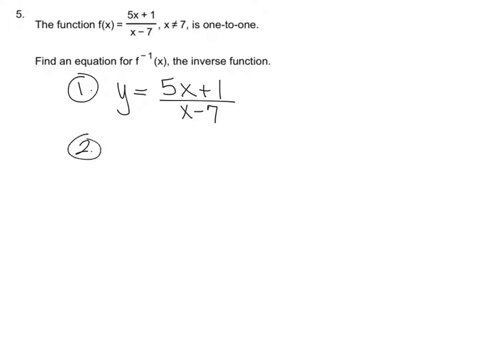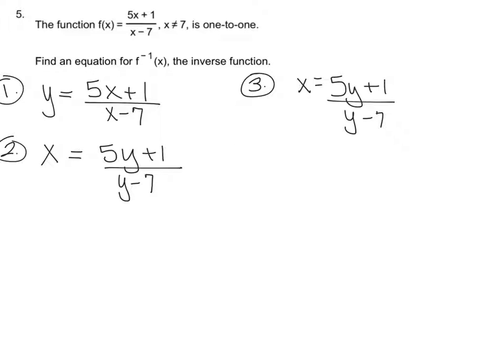The second step is to interchange the x and the y. So I'll have x equals 5y plus 1 divided by y minus 7. The third step is to solve for y. To do that, we're going to multiply both sides by y minus 7, which is the denominator.